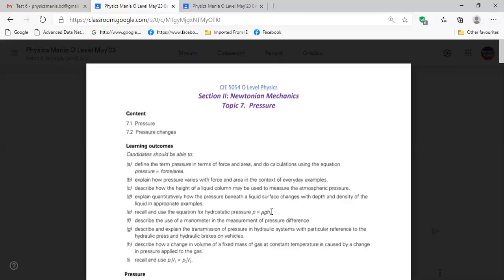That means if your height is more, then the pressure will be more, isn't it? Yeah. So height is proportional to pressure. In the same place, if you are using the same density liquid, that time it happens, right?